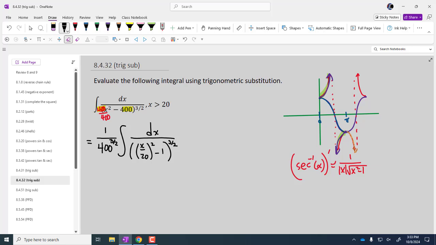And now we can use our trig sub with secant. So trig sub with secant, we're going to go x divided by 20. That's going to be secant of theta. Take the derivative of both sides. We get 1/20th dx is equal to sec theta tan theta d theta. And that gives us everything we need for substitution.